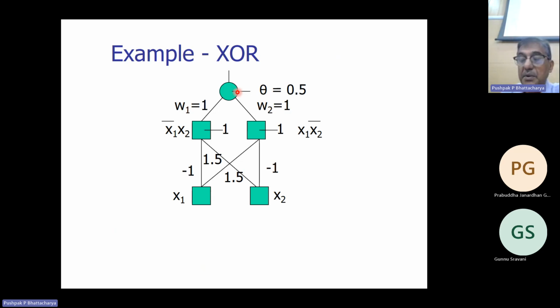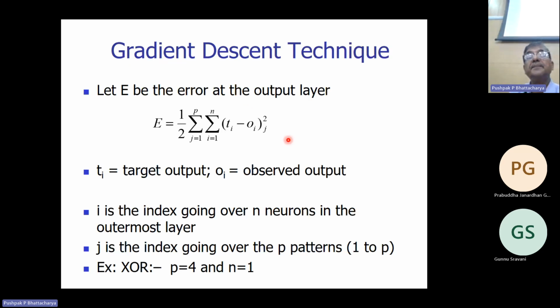So the total sum square error is computed over the square of the difference between target and observed, running over all the neurons in the outermost layer and running over all the patterns in the data set. And this scheme of things is universal. Take any deep learning problem, any neural network based AI problem. This is the structure.